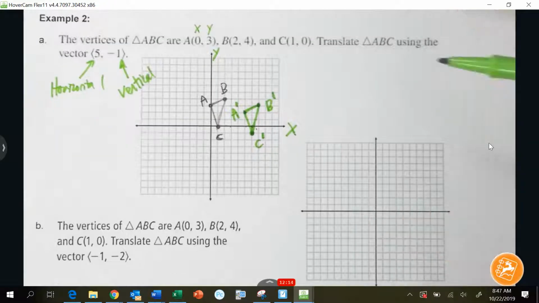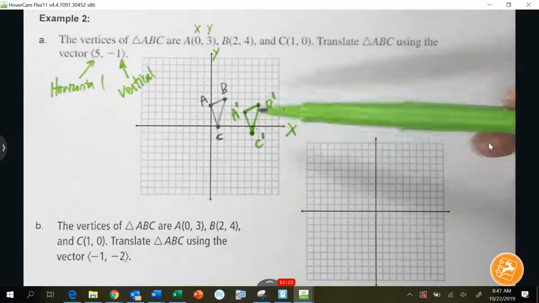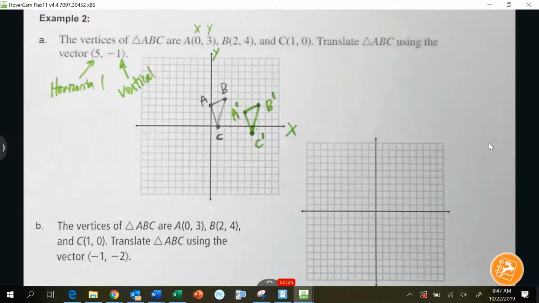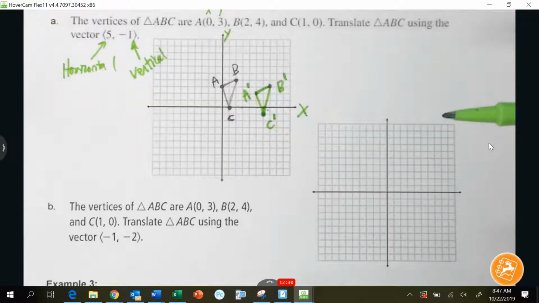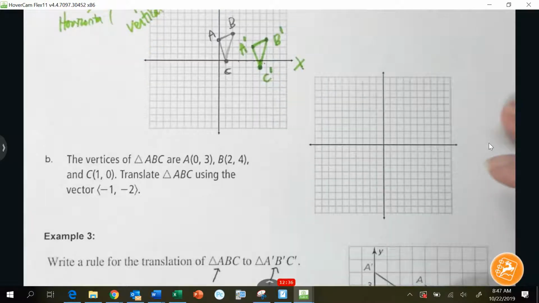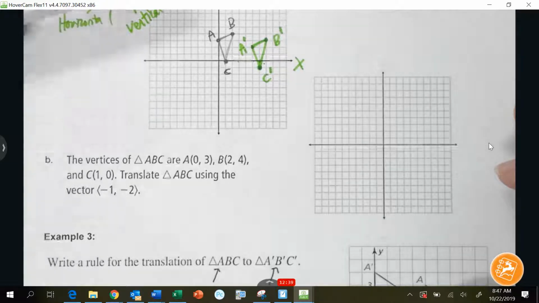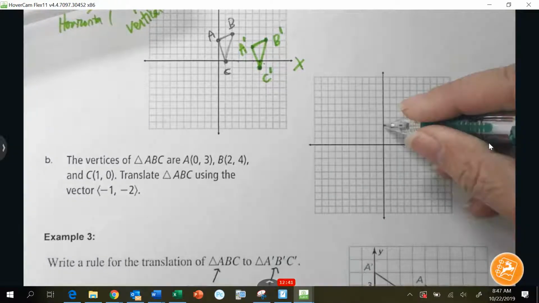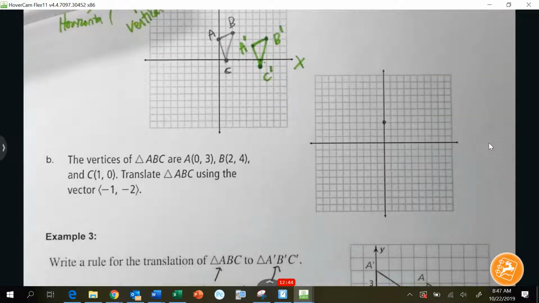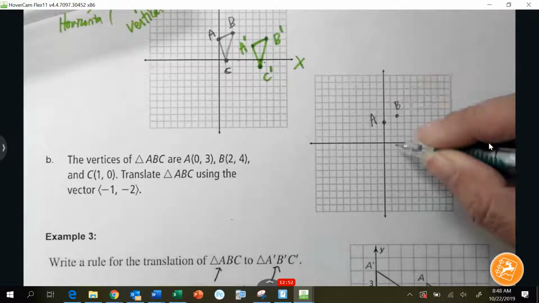And you will notice that this does not change the shape, it does not change the size, it does not rotate it, it does not reflect it. Exactly over here. Translation. There's one for you to try. It's like the directions are down here. I was trying to save paper. Oh, it's the same. It's the same triangle. So that should be easy to graph it right away.